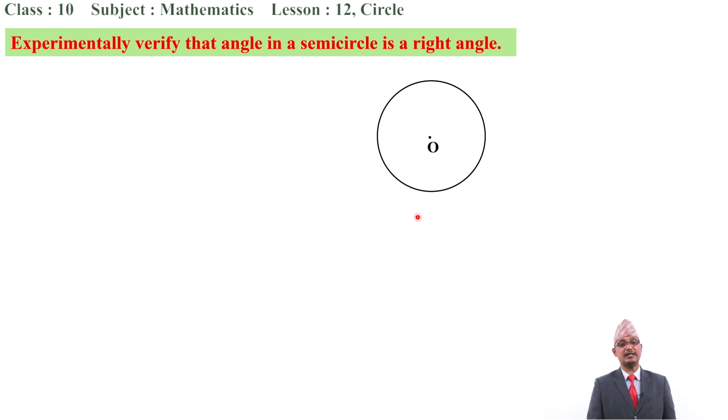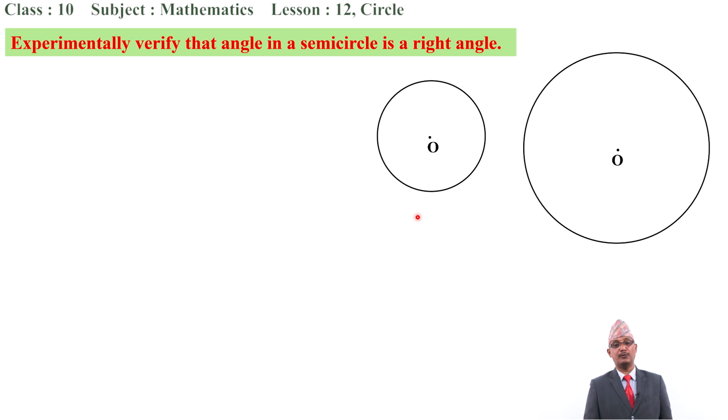So we draw 2 circles of radii more than 3 centimeter. This is one circle with center O and this is another circle with center O of radii more than 3 centimeter.